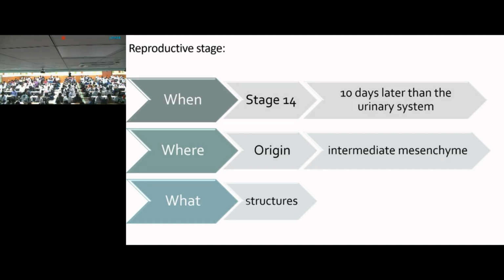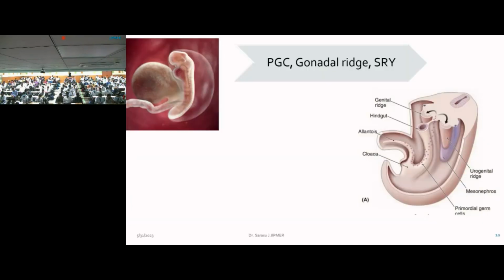So what are the structures? The basic components required for formation of the ovary and testis are three. One is the gonadal ridge, another is the SRY gene, and the most important, the primordial germ cells. When the gonadal ridge splits into two, you will see two components. The SRY is going to tell us to become either male or female. These three components are going to become the testis or ovary.